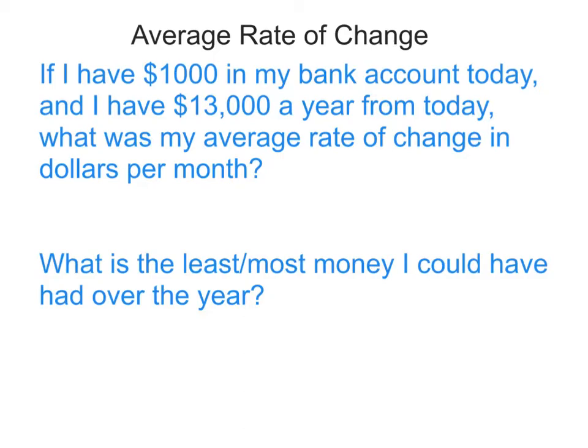The point here is that I gained $12,000. My balance a year from now, which let's call f of 2, minus my balance right now, f of 1, is 12,000. I gained $12,000, and the change in my x value is 12 months from now minus right now, which is 0 months from now. So long story short, I gained $12,000 in 12 months, so I gained $1,000 per month.